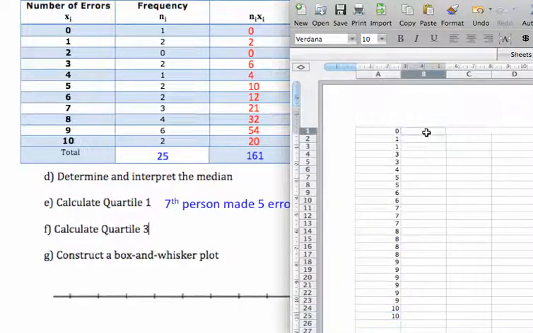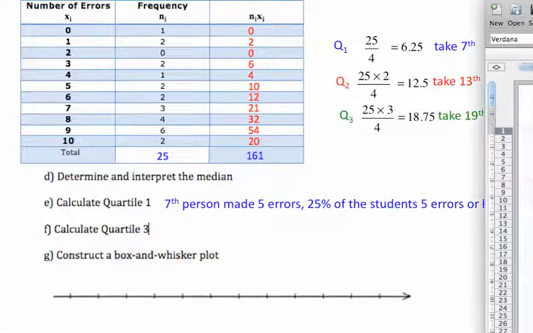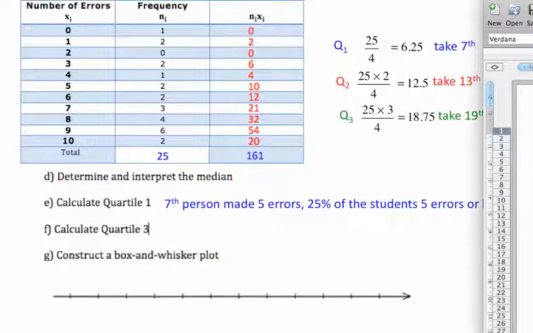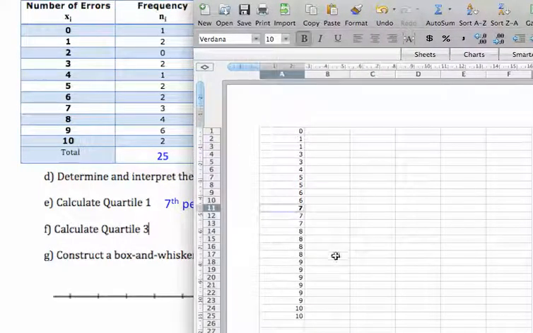So for the first quartile, we're looking at the 7th. For the second, we're looking at the 13th. And for the third quartile, the 19th. So 7th, 13th. I'm about to run out of time, so stay tuned for part 2.